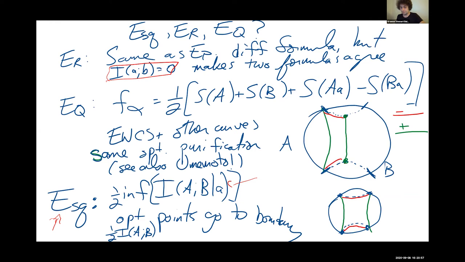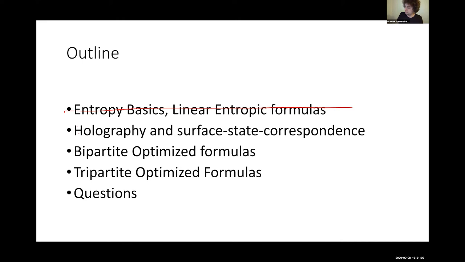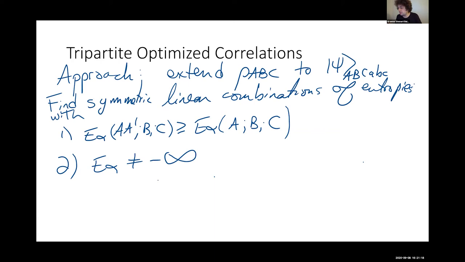Okay. So we've covered basics. We've covered what we need to know about holography. We've looked at some bipartite optimized formulas. So now I'd like to show you a few tripartite optimized formulas. The approach we're going to take is similar to what I showed you in the bipartite case. We're going to extend some tripartite state rho ABC to rho ABC, little a, little b, and little c. To make our lives easier, we're going to look for symmetric tripartite correlation measures. Therefore we're going to take symmetric linear combinations of entropies, and we're going to require two features again: monotonicity and not being minus infinity all the time.